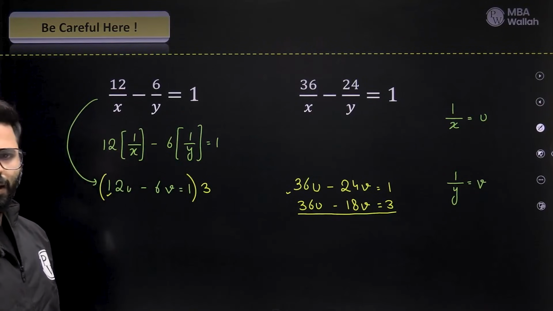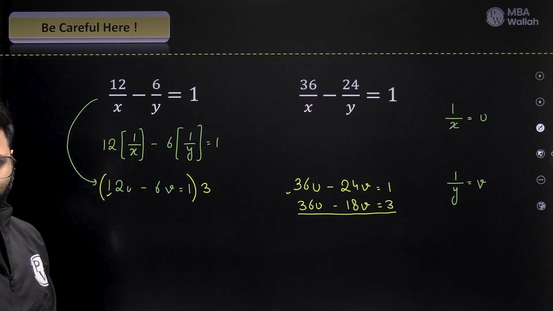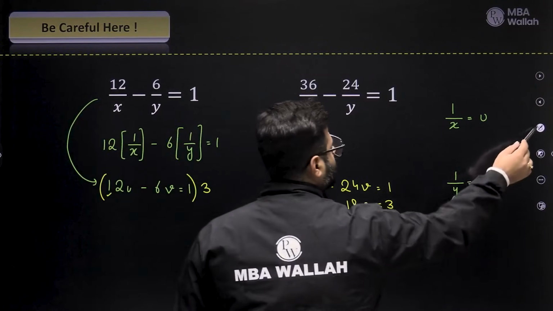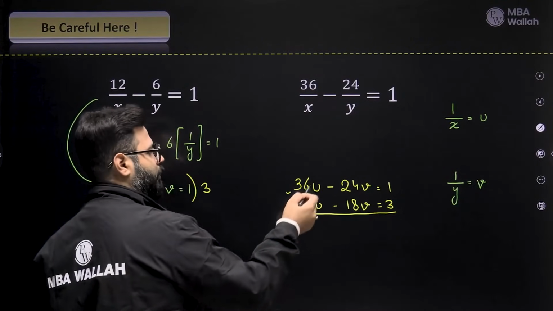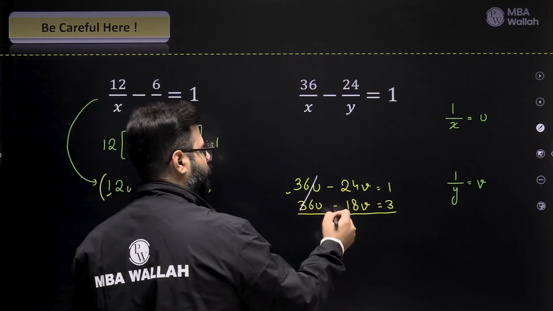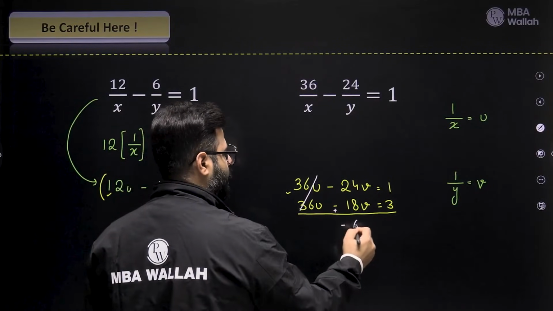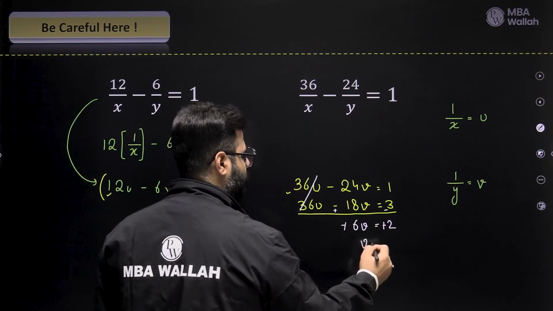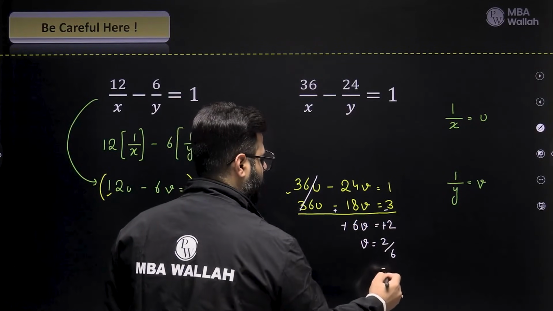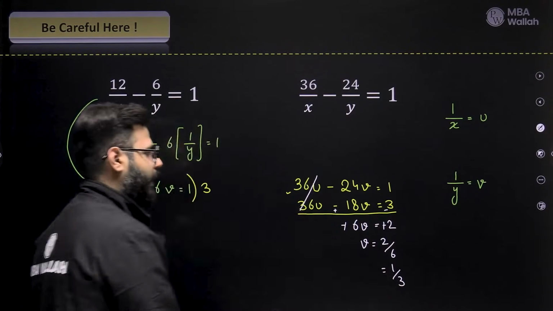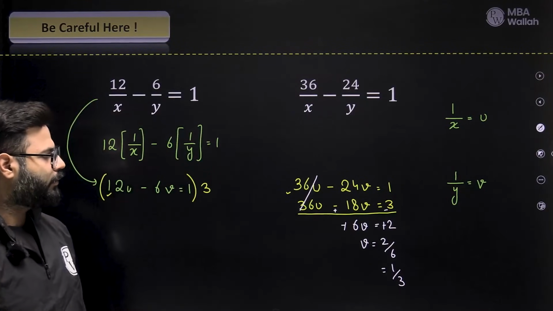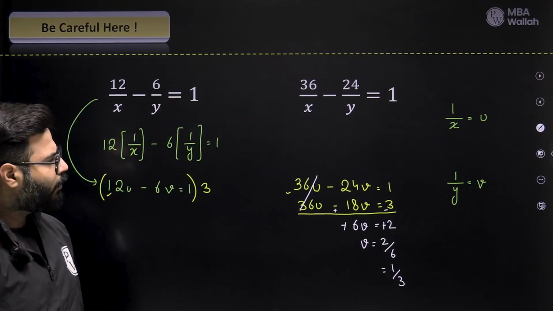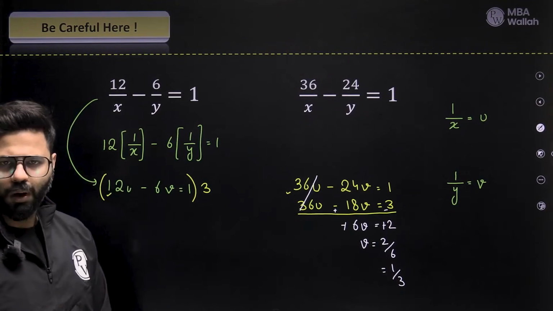Eliminate the u, get the v, and tell me, my dear friend, are you done? So we have the same sign, subtract. 36 minus 36 gone, minus 24 minus minus 18 is plus, so minus 6v. 1 minus 3 is minus 2, minus gets cancelled, v comes out to be 2 by 6, or maybe 1 by 3. Fantastic. So we have v. Time to calculate u, right? Or maybe by v we can easily calculate y.